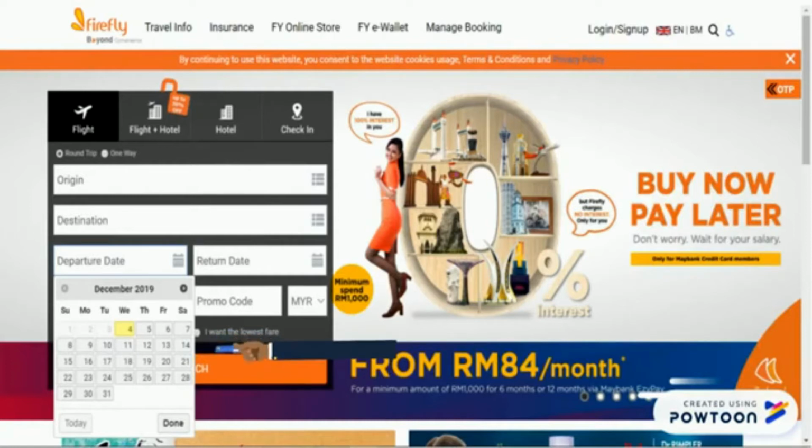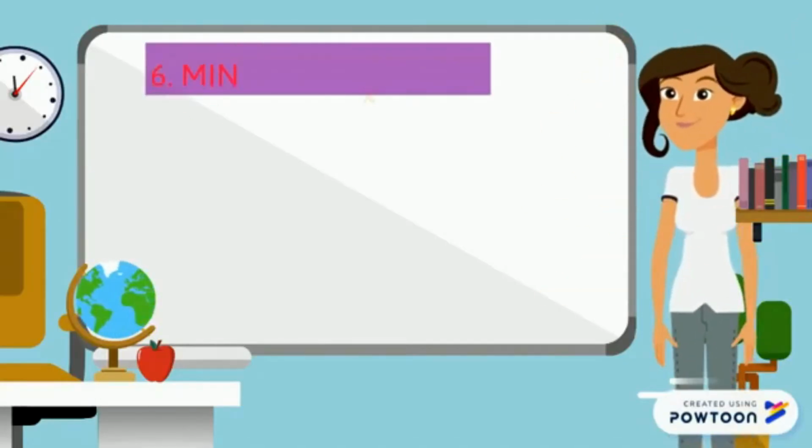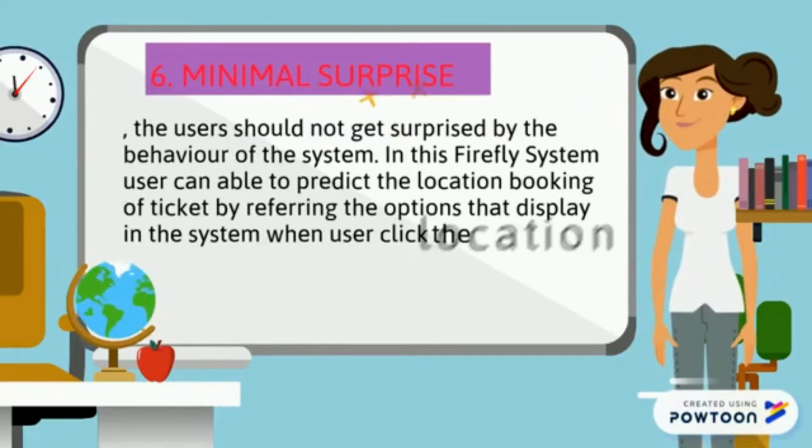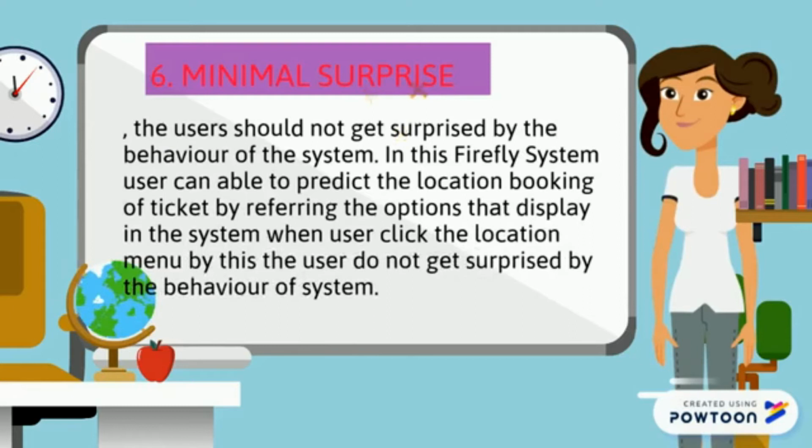This indicates the consistency, while the term indicates the user familiarity, the calendar. And the last, minimal surprise. The user should not get surprised by the behavior of the system. In this Firefly system, the user is able to predict the procedure.